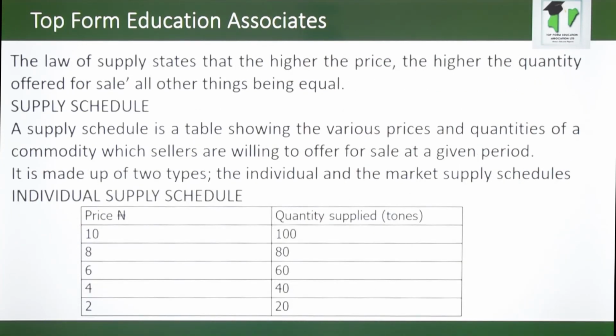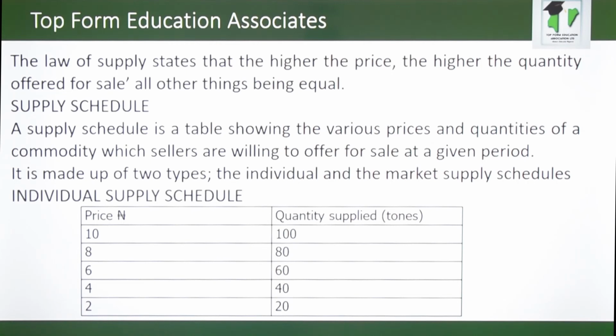The law of supply is not the same thing as the law of demand. The law of demand states that the higher the price, the lower the quantity demanded, and vice versa. But the law of supply states that the higher the price, the higher the quantity supplied, all things being equal.